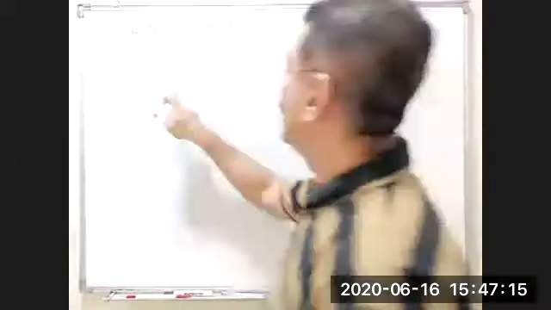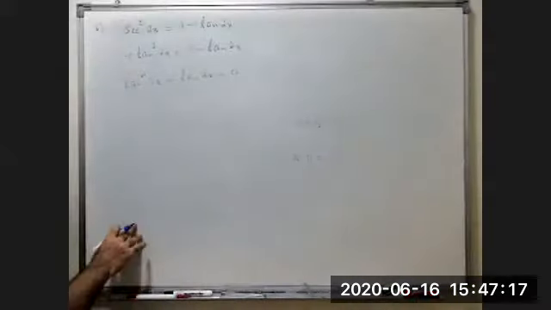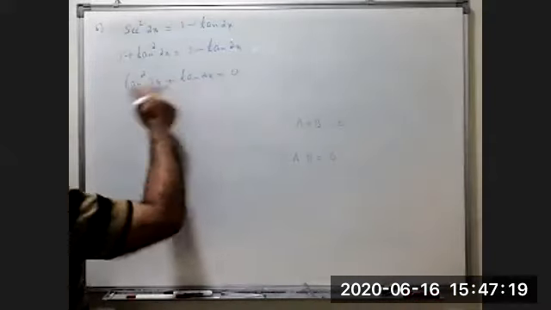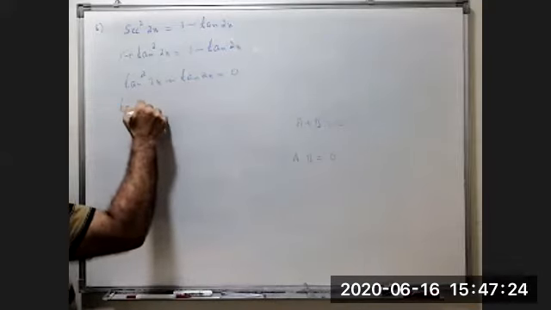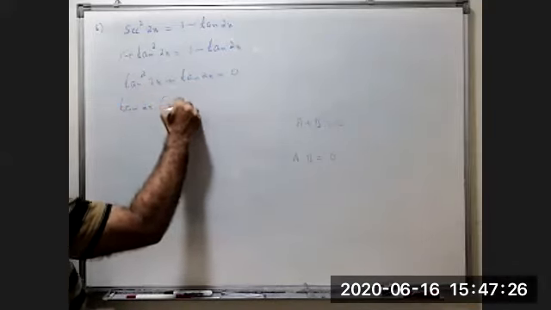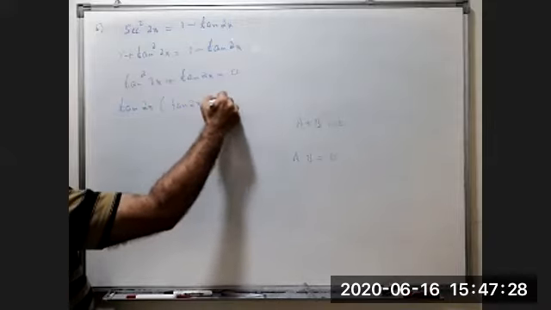So here, tan square 2x plus tan 2x. Take the common factor, which is tan 2x. This is tan 2x into tan 2x plus 1 is 0.